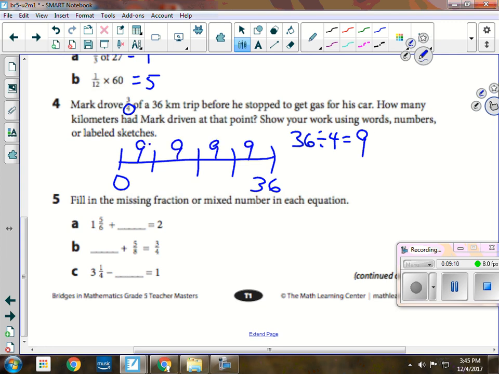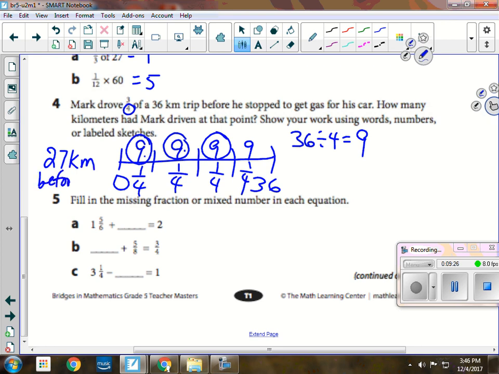He needs to go 3/4. I put 1/4 on these. 1/4, 2/4, 3/4. 3 9s is 27. So 27 kilometers before he got the gas. All right.